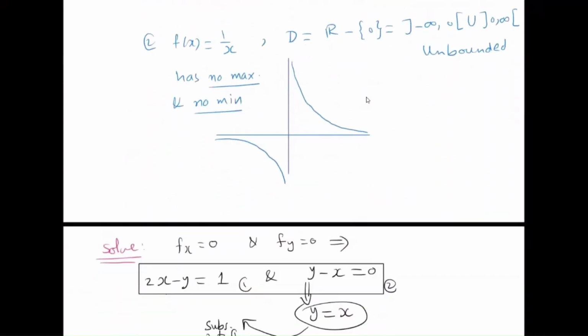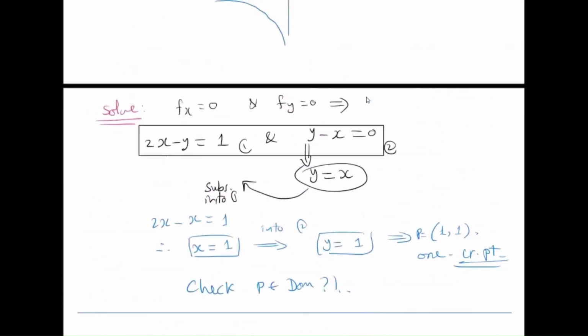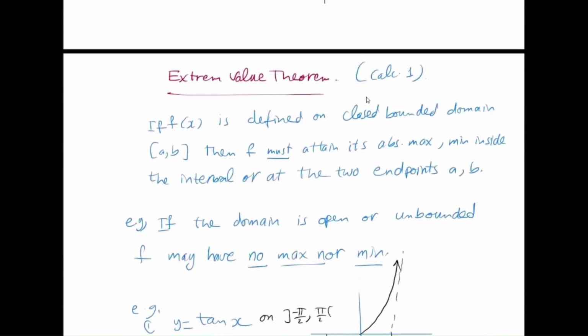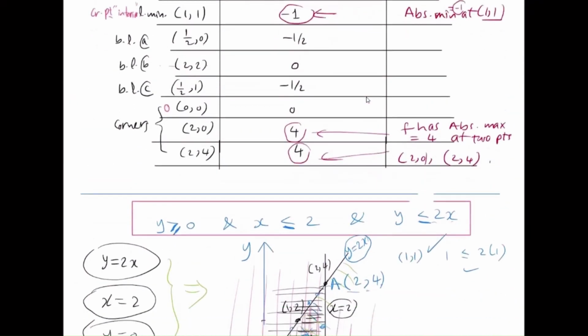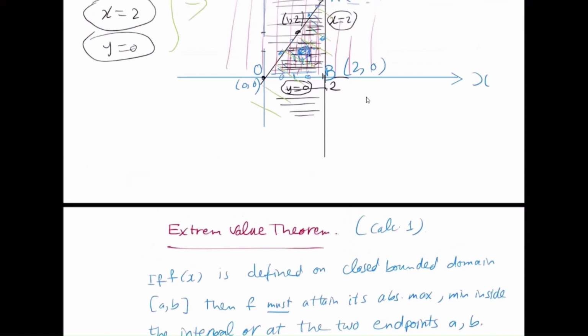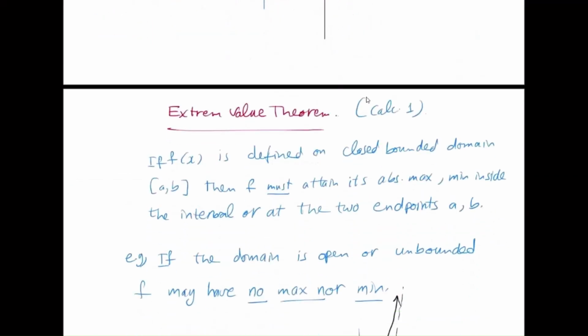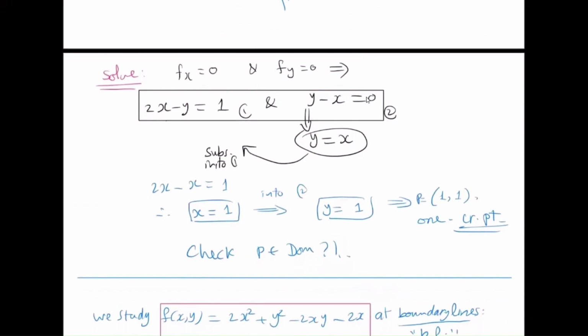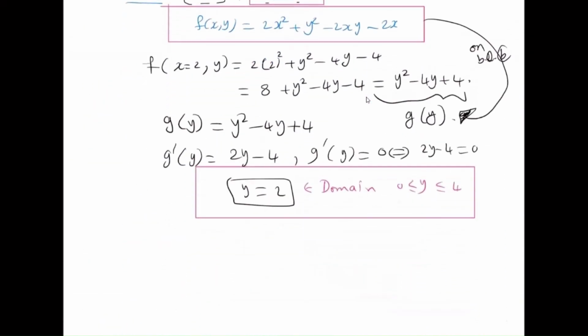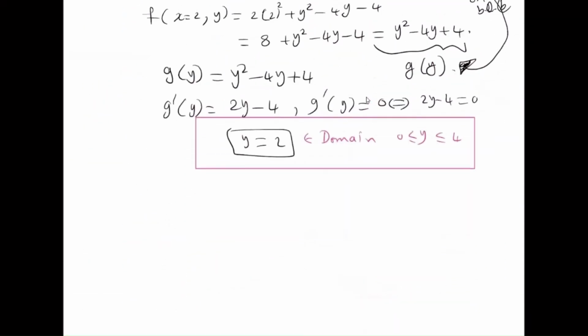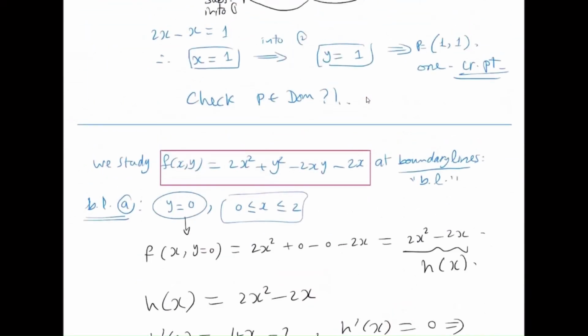The extreme value theorem says, or guarantees, that a function defined on a closed bounded interval in calculus 1 has an absolute maximum or minimum inside the interval or on the endpoints. The maximum and minimum may occur at the endpoints of the interval in calculus 1 and can occur as well on the boundary lines in calculus 3. This is the extreme value theorem. This is an important theorem.